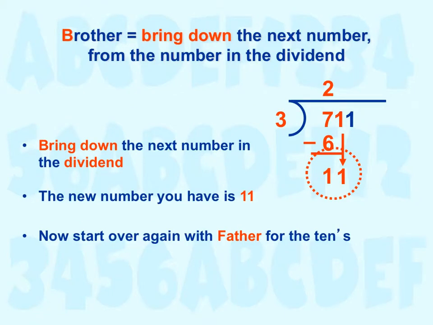Final step, B for brother, means to bring down the next number from the number in the dividend. So since we've got our answer down here is 1, when we subtracted 6 from 7, we got 1. We're going to bring down the number next to the 7, which is a 1. I like to go ahead and draw this arrow on. Put the 1 down here. The next number that you have, the new number, is 11. So we're going to start all over again with the father portion for the tens.